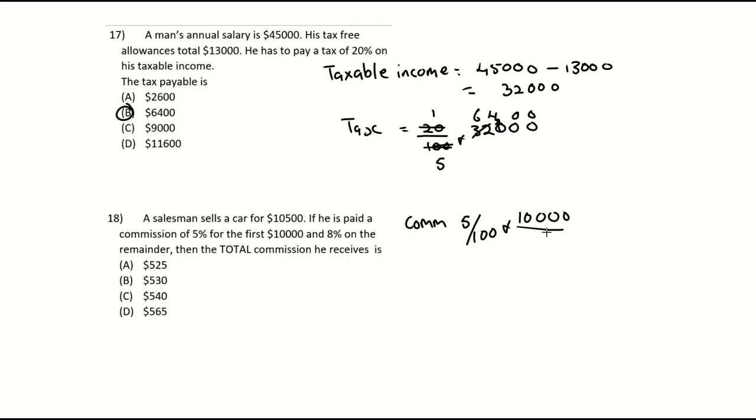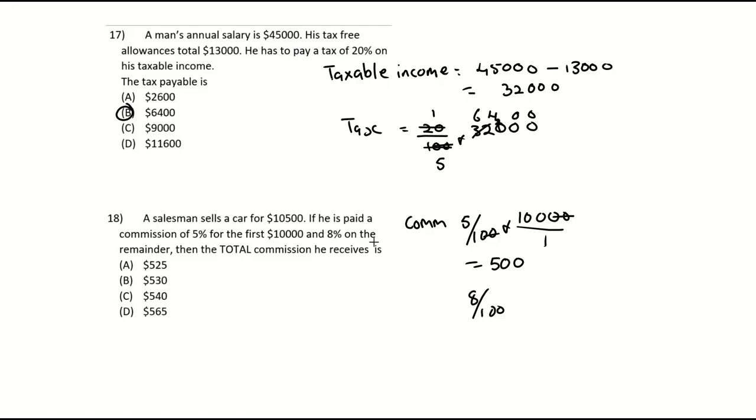Yeah, 10,000. Cross out this. So for his first 10,000, you're getting 500. And then we get 8% of the remaining. His total sales was 10,500, so his remaining would have been $500.